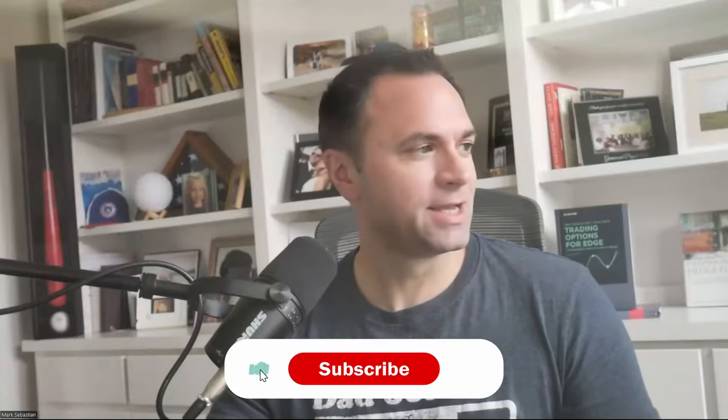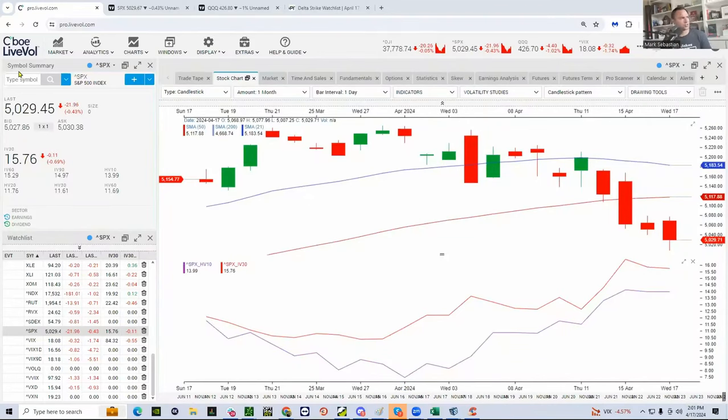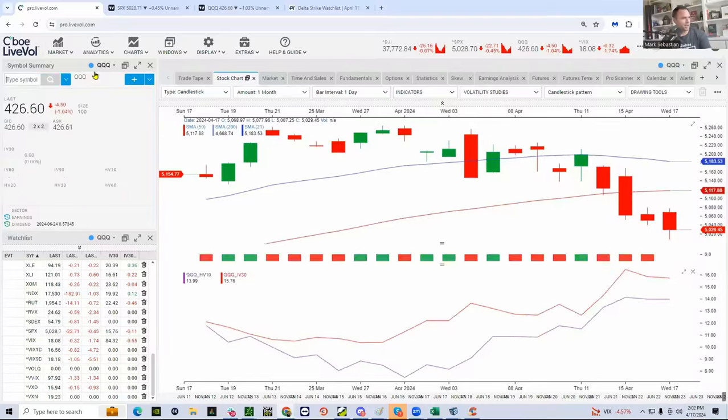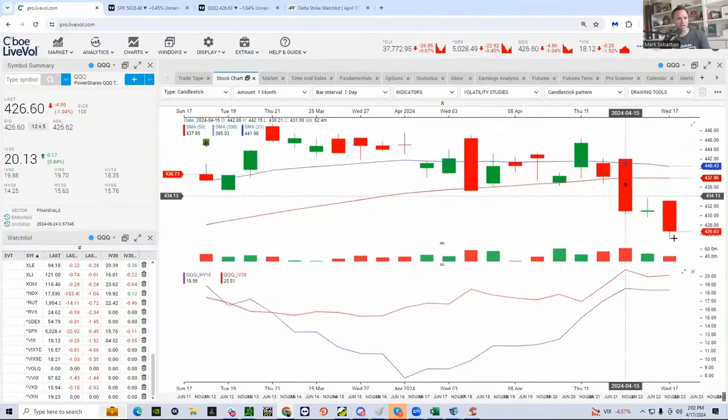Start with SPX. As I'm recording this, it's down about 0.4%. The story is really the Qs, and the Qs were the story on the rally. Now they're the story on the sell-off. They are way below the 50-day moving average, way below the 21. Tried to rally today before absolutely tanking.